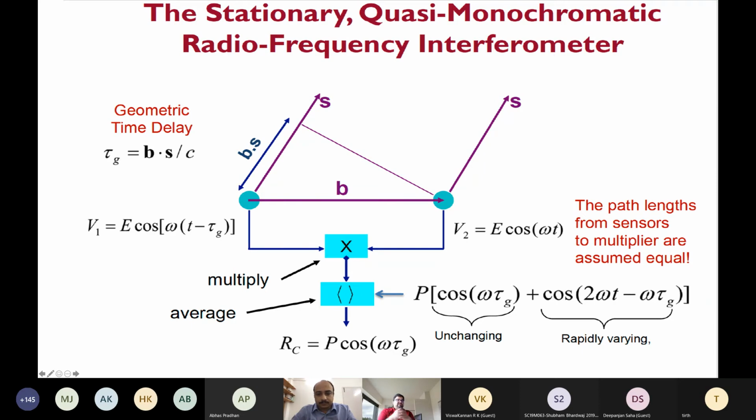So if you know the direction which you're looking and you know the B, you can actually compute this B dot S and convert this to a geometric time delay and correct for it, so that you can do this correlation coherently. Okay, that's the time correction we do to get the fringes in it. Sorry, we missed that because it's difficult to cover all the things.